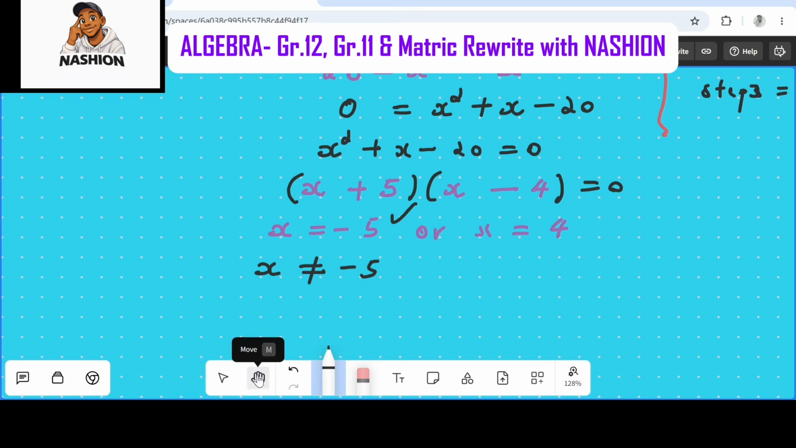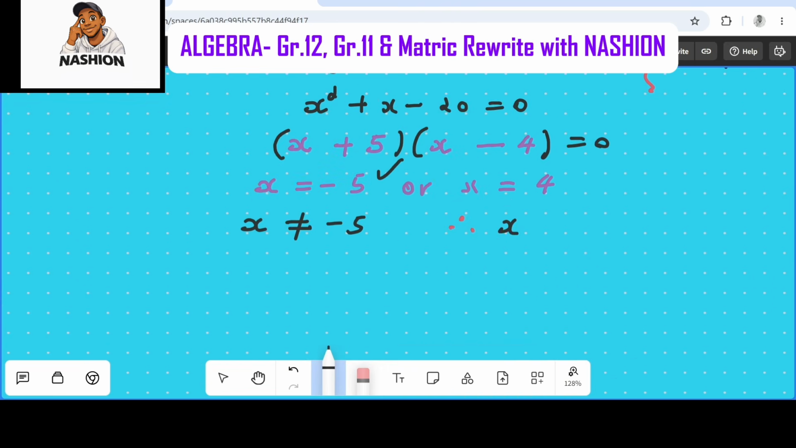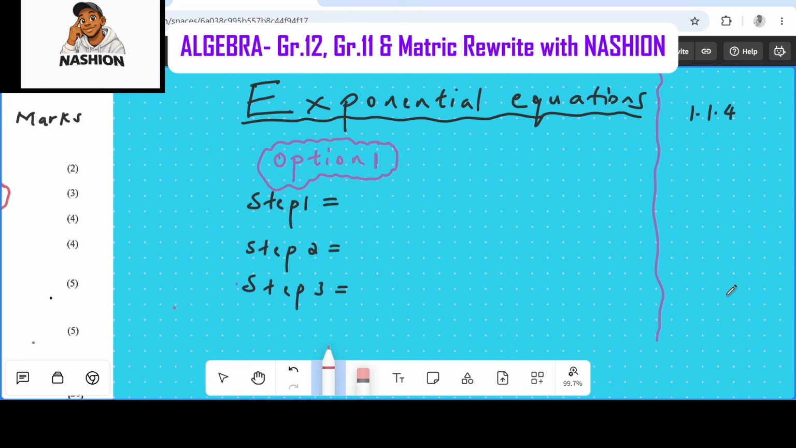What about 4? Let's find out. In the original equation, in the place of x on the left there, we are putting 4. Square root of 20 minus 4. Will that be equal to 1? Using your calculator, you will find that the left-hand side definitely is equal to 1. The right-hand side is equal to 1. And 1 is equal to 1. Therefore, x is equal to 4. But x is not equal to -5. And checkmate.